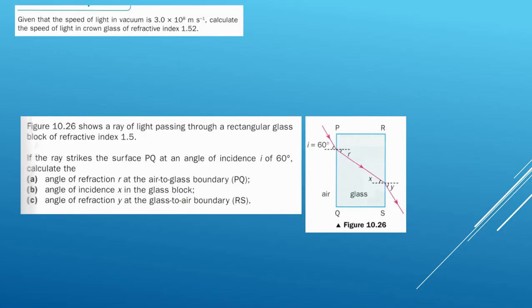Now let's see some of the questions. The question is that the speed of light in vacuum is this. Calculate the speed of light in the medium with this refractive index. Just now we have discussed that the refractive index, which I used to write as mu, is equal to the speed of light in the vacuum divided by the speed of light in the medium. So what will be the speed of light in the medium? It will be C by mu, which is nothing but 3 into 10 to the power 8 divided by 1.52. So if you cancel out, it will be 2. So it will be 2 into 10 to the power 8 meters per second.